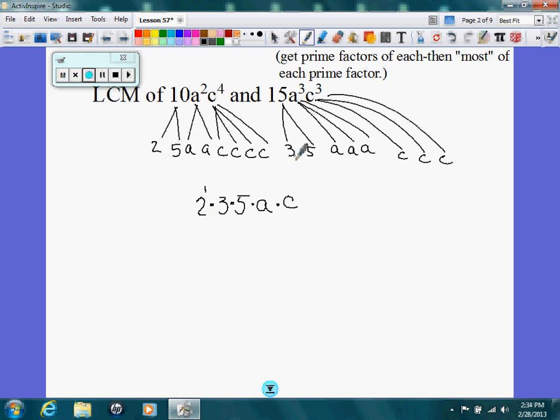Okay, 3 was a prime factor. The most 3s I have is 1, so it would be 3 to the first power. And I have a 5 here and a 5 here, but the most 5s I have is 1, so I'd have 5 to the first power. What about a? I have 2 a's here, but I have 3 here, so I need a cubed. And c's, I have 4 here and 3 there. The most I have is 4, so we're ready to do some multiplication here. 2 times 5 is 10, and then 10 times 3 is 30. A cubed c to the 4th. And that would be the least common multiple of these two numbers right here.